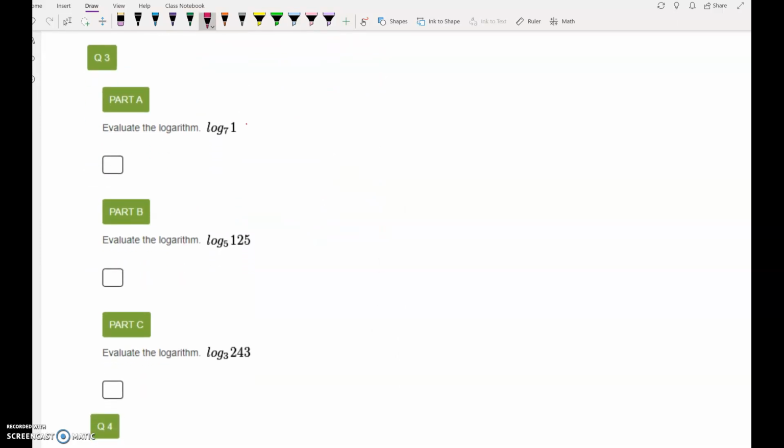Evaluate the logarithm. The easiest way to do this is to put equals x and then change forms. 7 to the x equals 1. This one might be a little bit tougher. If you know how to evaluate this in your calculator, you absolutely can. I know that anything raised to the 0 power is 1. So I know that this is 0.